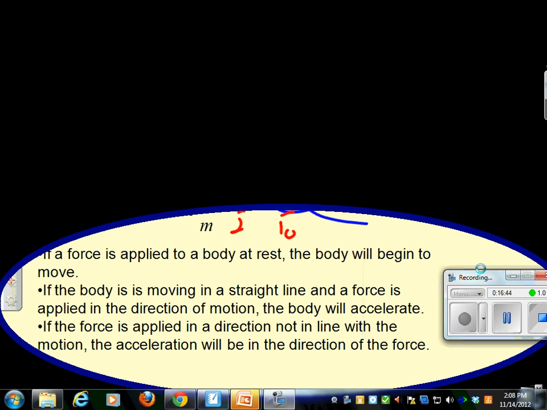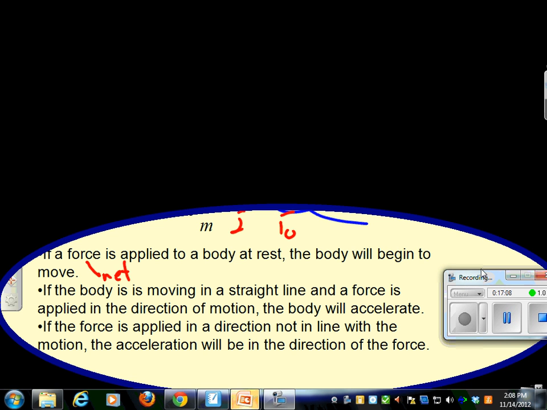Now, if a force is applied to a body at rest, the body will begin to move. If a textbook is sitting on a table and I give it a push, it moves, right? That's not always the case, you're right. We should change that so it says if a net force is applied. It has to be more than friction. If a net force is applied to a body at rest, the body will begin to move.